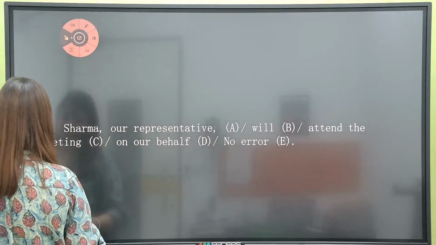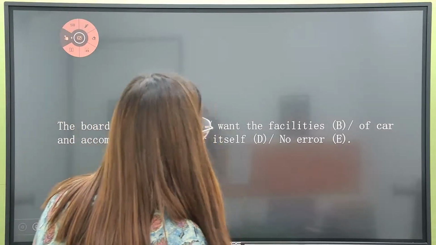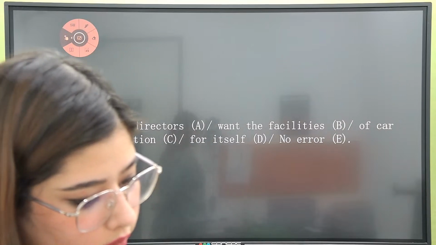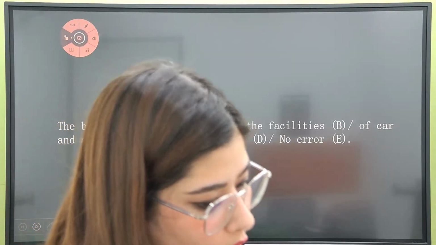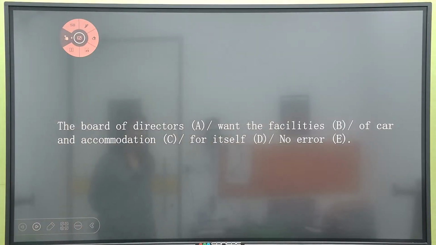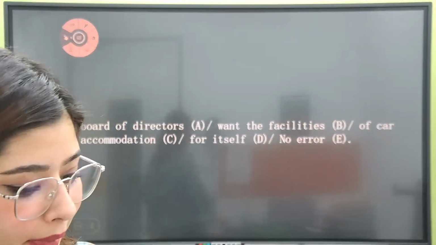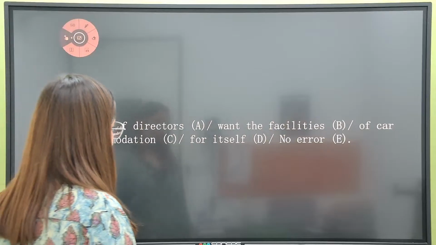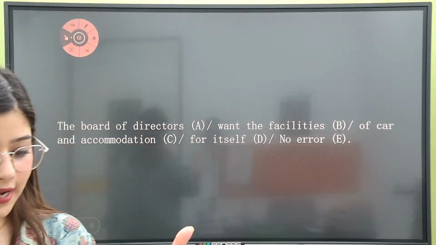Next, the board of directors want the facilities of car and accommodation for itself, no error. Please mention the error as well, along with mentioning the part in which the error is present, and the correction as well.